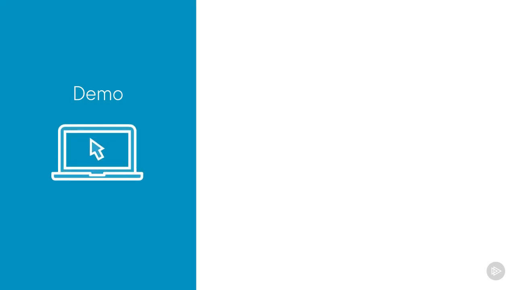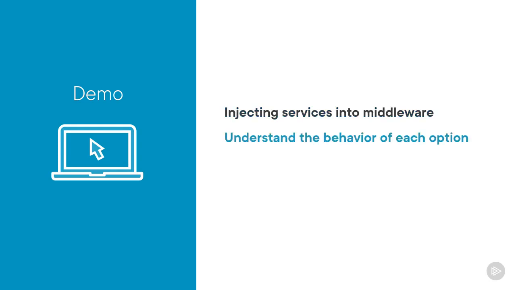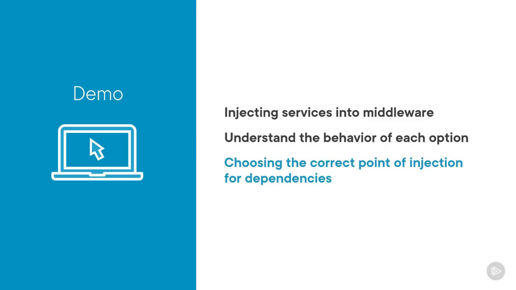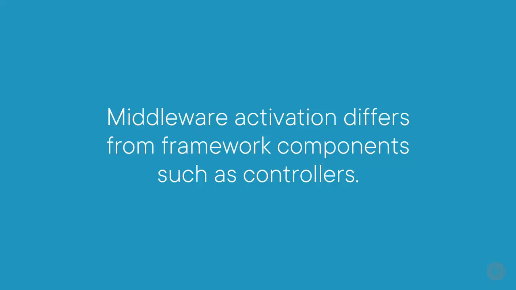Another common location to inject services is into ASP.NET Core middleware components. In this demo, we'll explore our options for injecting services into middleware. We'll cover the different behavior of each option and learn why it's essential to make the correct choice. While middleware components support constructor injection, the activation of middleware differs from the other framework components, such as controllers. This has a crucial impact on the injection of dependencies.